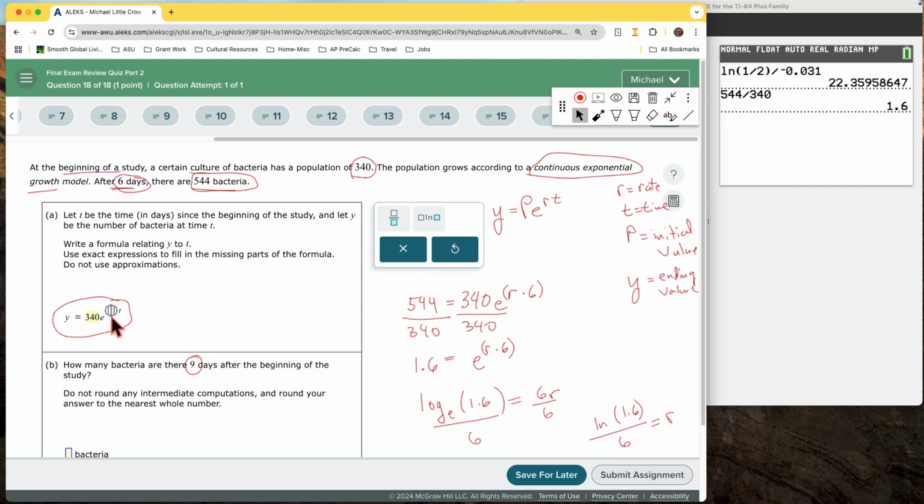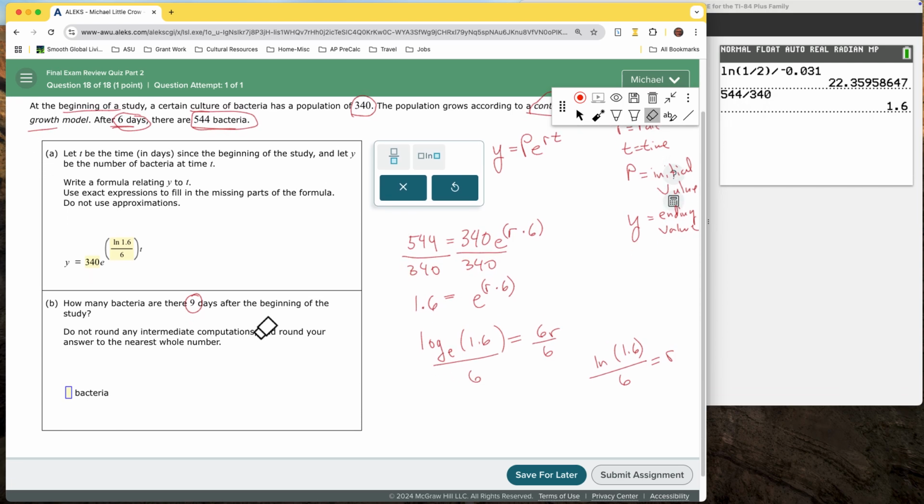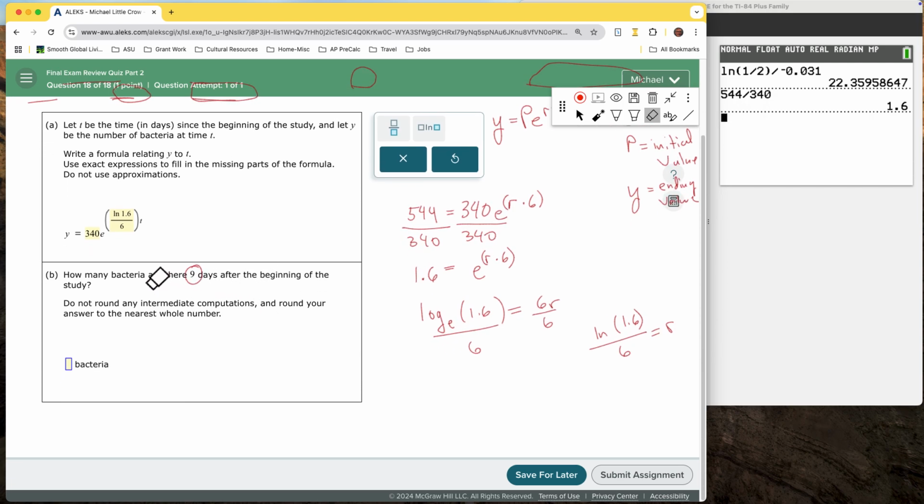So what's the value for r? They want the exact value. I'll use this one first, and then the natural log of 1.6 divided by 6. Erase that stuff. Okay, so that should be it. The next step for the second part is how much there would be after 9 days. Since it's increasing, 6 days is 544, we would expect a larger value with 3 more days. But we can just calculate this from our equation.